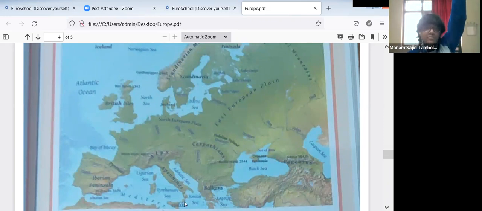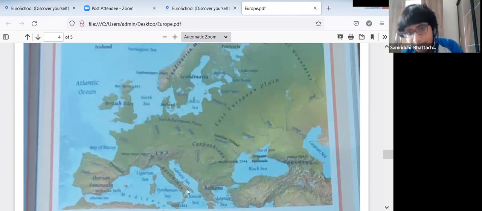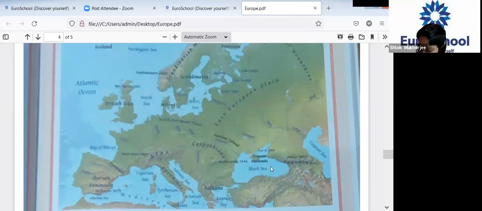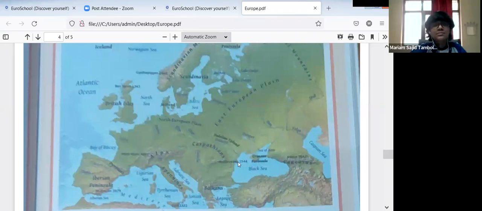Ma'am, over here. Yes, ma'am, over there. Ma'am, can we mark it in our atlases? Yes. Ma'am, can you see the Black Sea? Am I audible? Yes, ma'am. Ma'am, the Black Sea is over here.